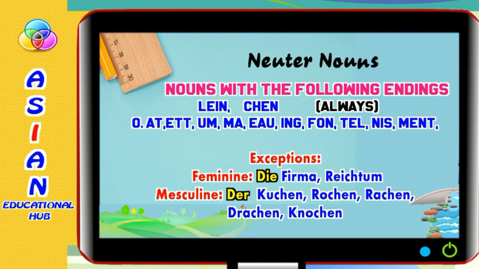And nouns with the following endings are always neuter. Nouns ending with lein and chen are always neuter nouns. And o, at, ett, ma, eau, ing, phon, tel, nis, ment. Exceptions: feminine die Firma, Reichtum, and masculine der Kuchen, Rochen, Rachen, Drachen, and Knochen.